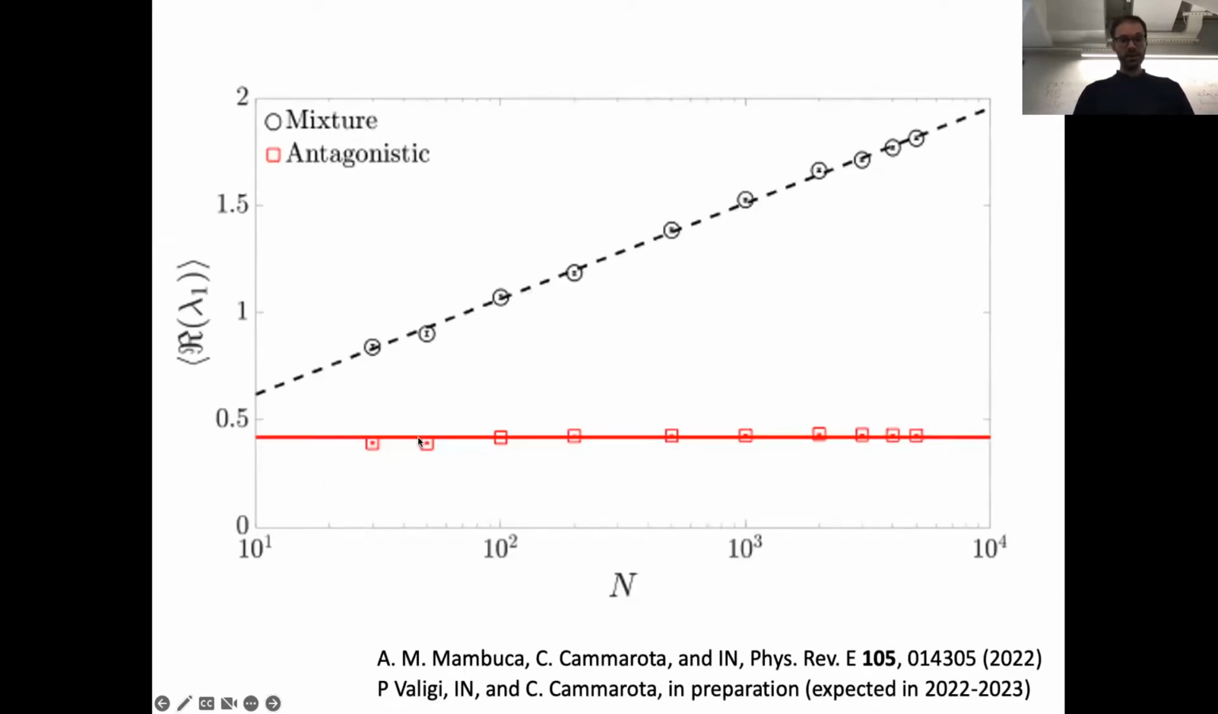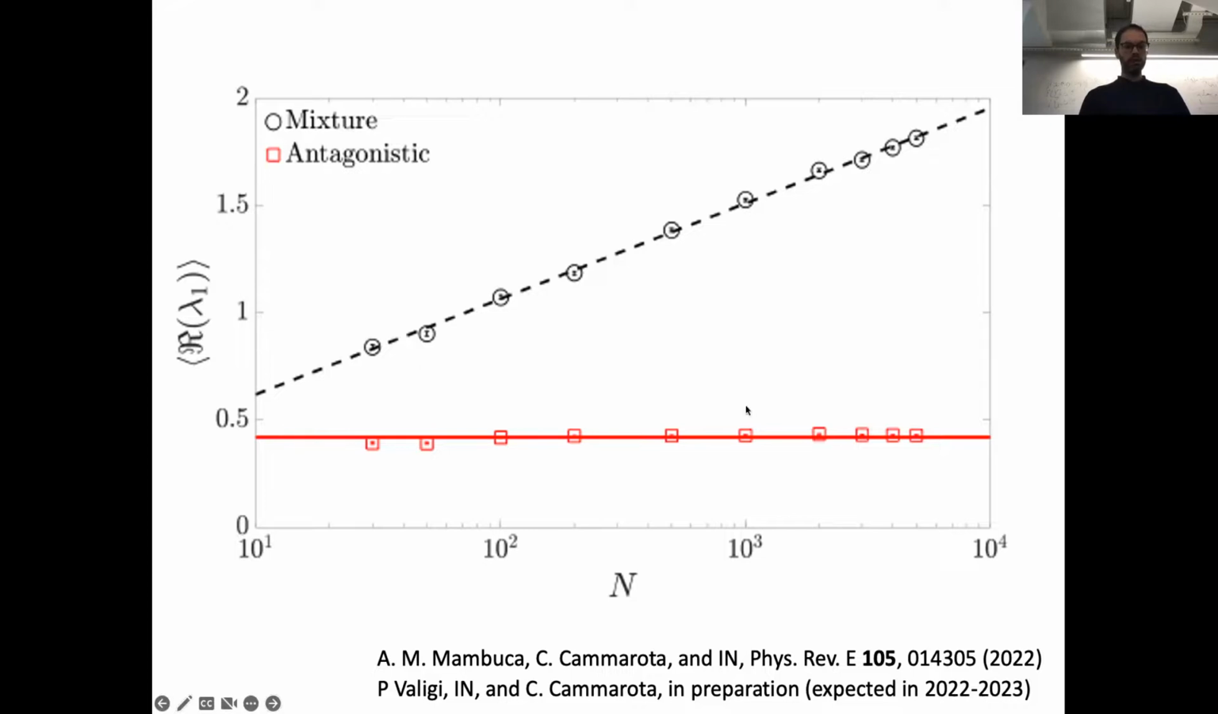So this is the result that we obtained. We plotted the mean value of the leading eigenvalue as a function of n, and we compared the antagonistic case, which is the sign antisymmetric case, with the mixture case. Mixture means that you can have sign symmetric interactions. They don't all have to be, but a finite fraction of them has to be.